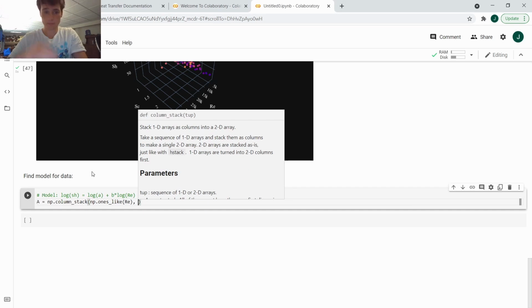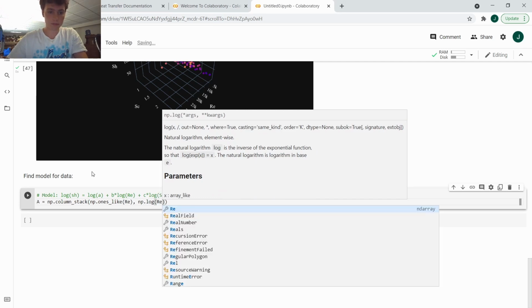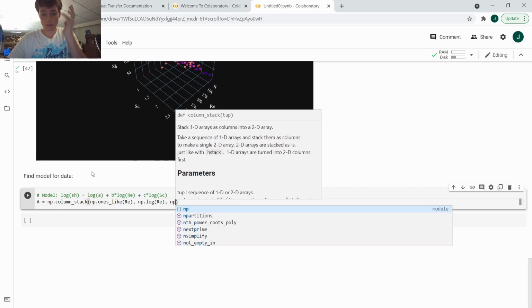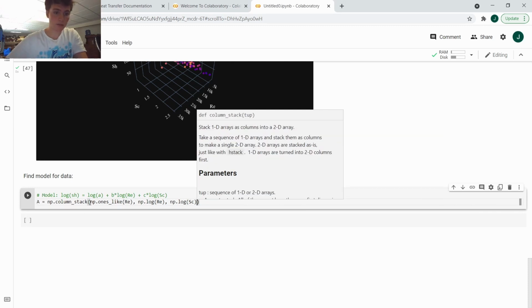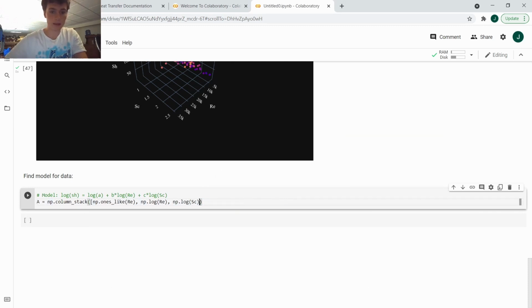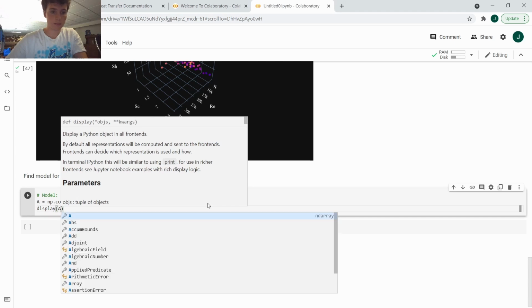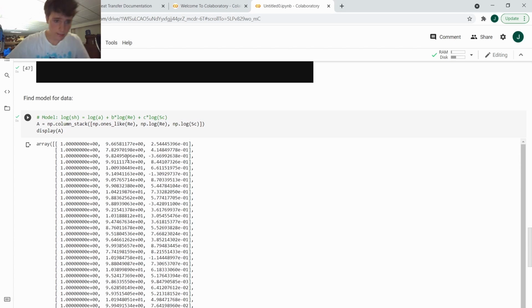We saw our second column is just the log of our Reynolds numbers, and our third column was just the log of the Schmidt numbers. Column stack takes one argument, so you input this whole thing as a list, just like that. Let's see what A looks like. There it is. The first column is all ones, the second column is the log of our Reynolds numbers, and the third column is the log of our Schmidt numbers.